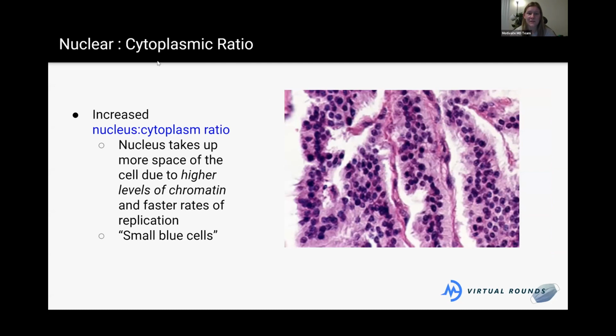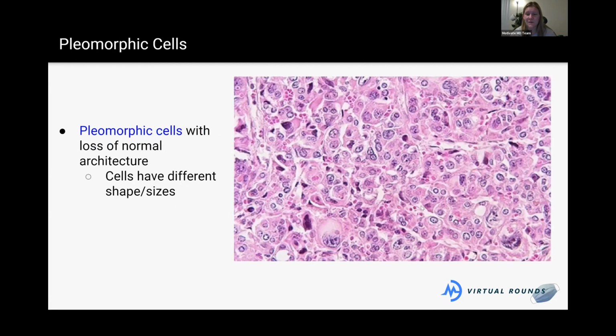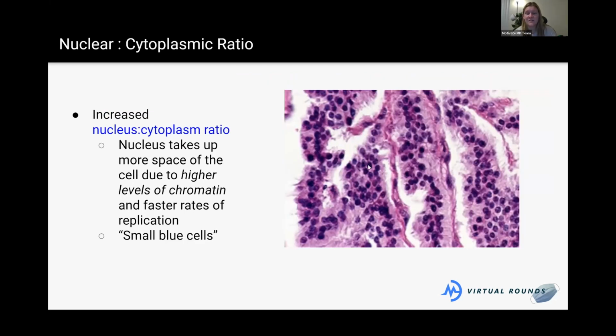This is the example of an increased nuclear to cytoplasmic ratio. So again, typically, if we go back here, the nucleus is a lot smaller in a lot of these ones. And then here you can see just how big they are compared to the size of the cytoplasm. And a good cheating way to tell if it has a high nuclear to cytoplasmic ratio is if they just look like a bunch of small blue cells.